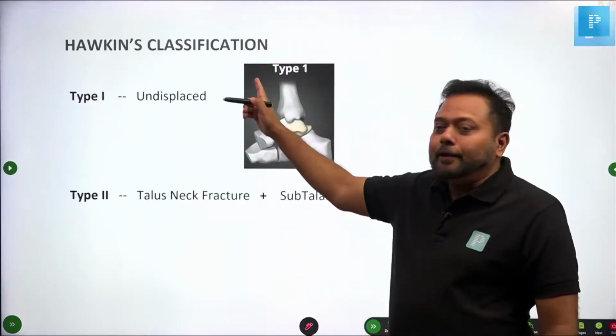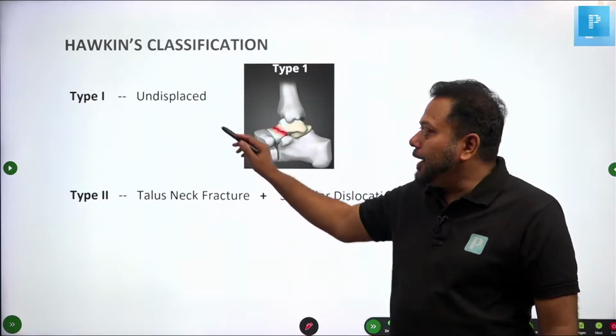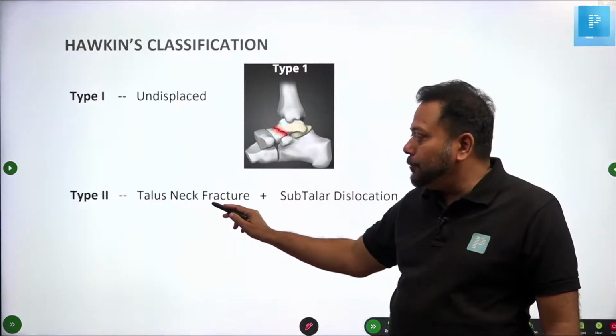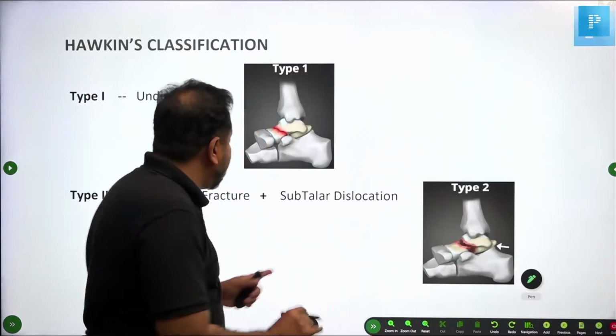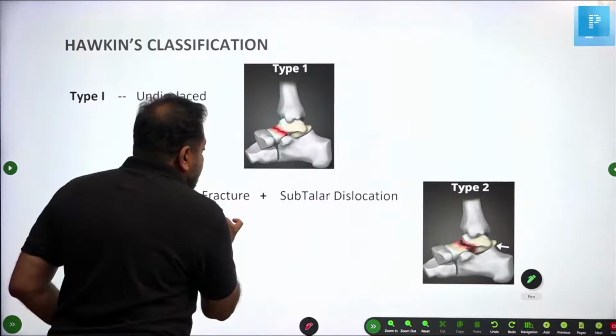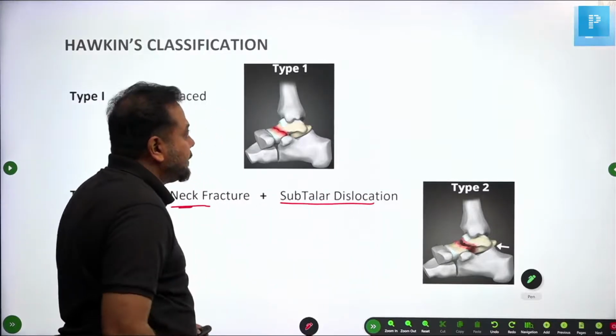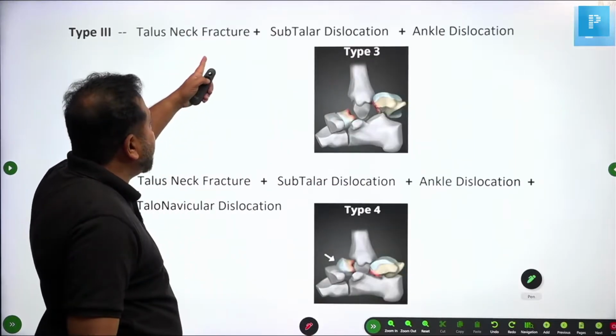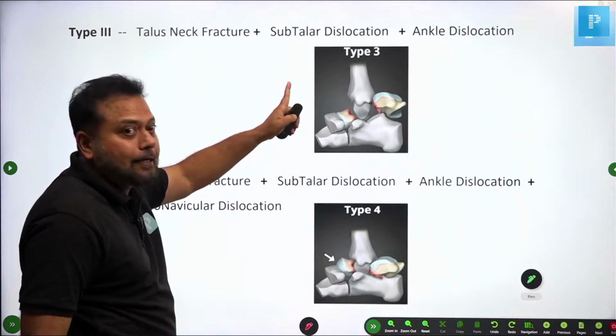Now, what is this Hawkins classification? Type 1 undisplaced. Type 2 means talar neck plus subtalar dislocation. Type 3 means talar neck, subtalar dislocation plus ankle dislocation.